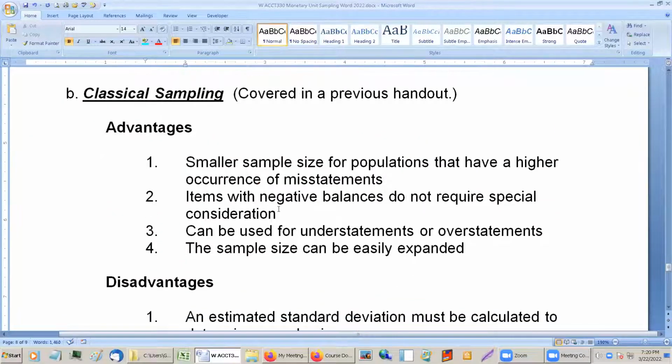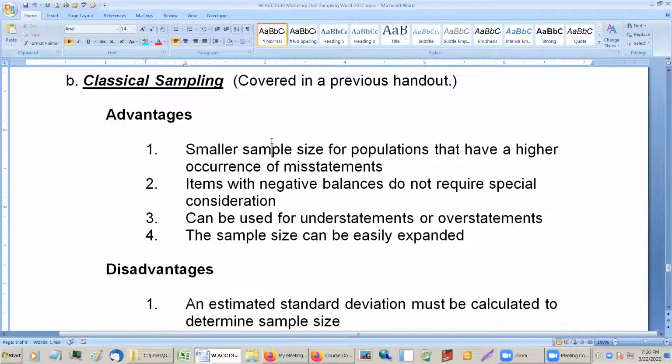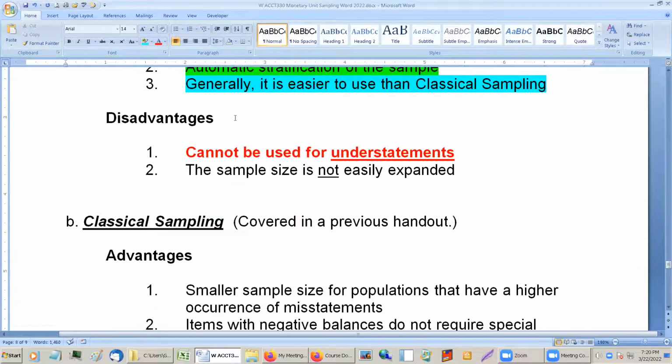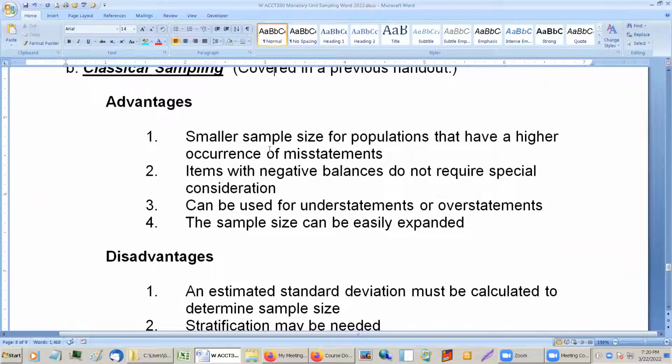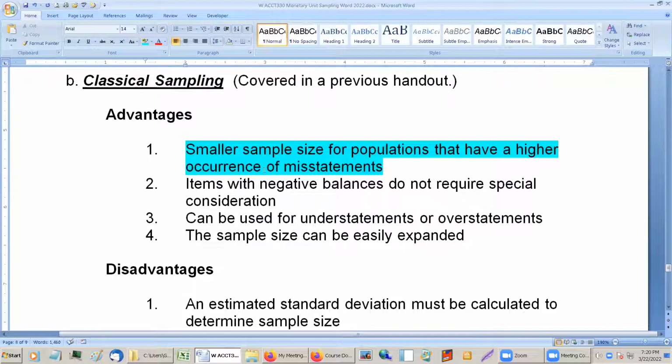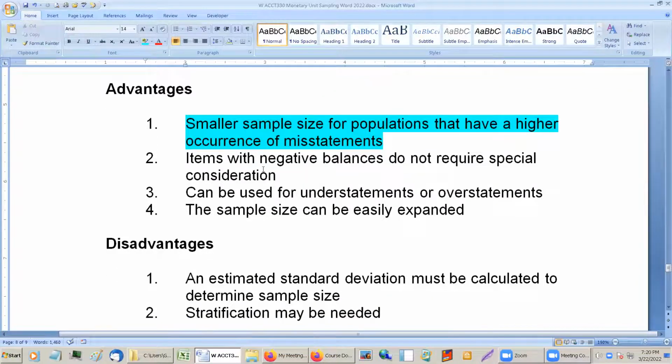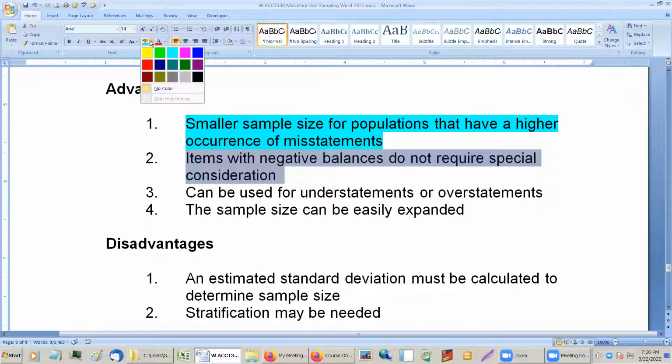Okay, classical sampling, as you may have figured out, a lot of times is kind of just the opposite of what you see up here. Smaller sample size if they have a higher occurrence of misstatements. So if you have a lot of misstatements, you'll use this method, the classical sampling. Items with negative or zero balances, as we found out, it's fine with those.